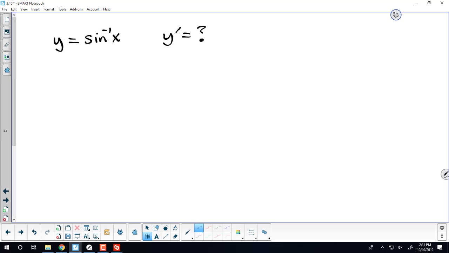The other way we could look at it, we could say that if y is the inverse sine of x, then x is equal to what? If y is the inverse sine of x, what is x? Something in between -1 and 1.